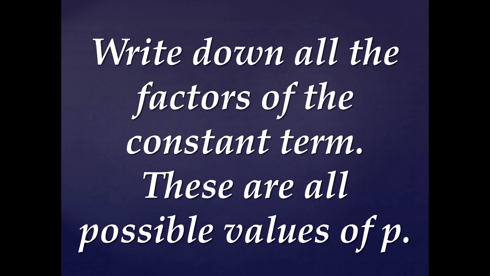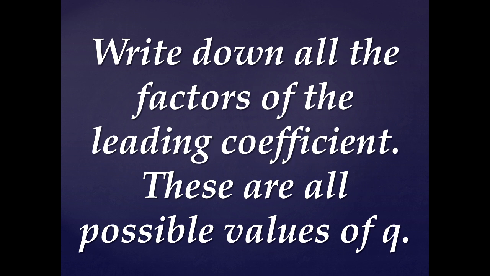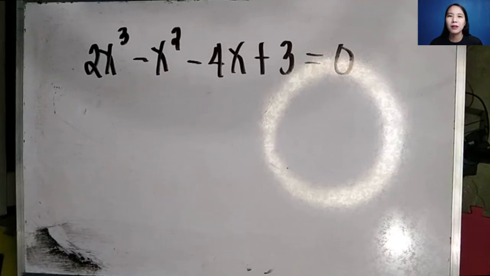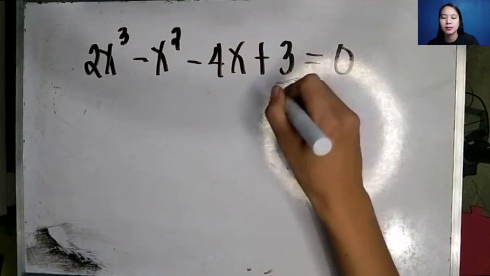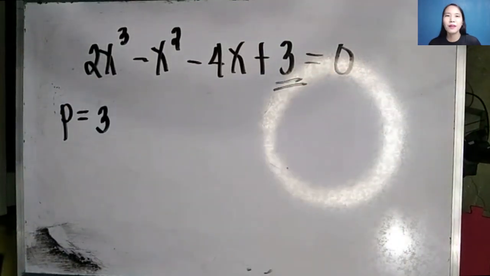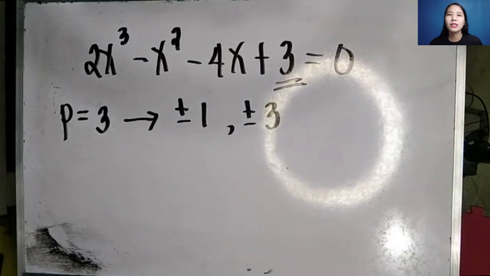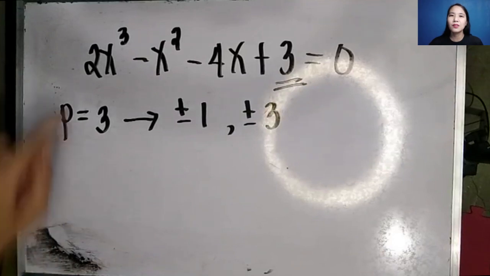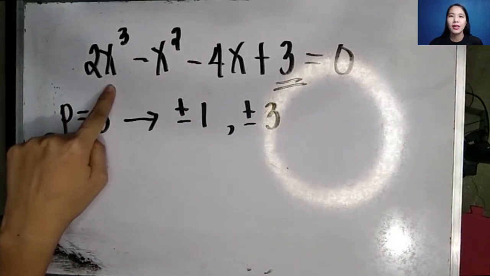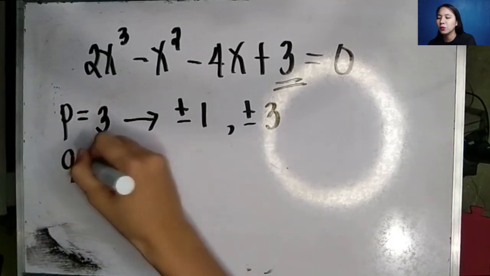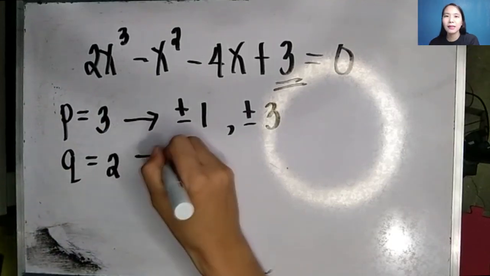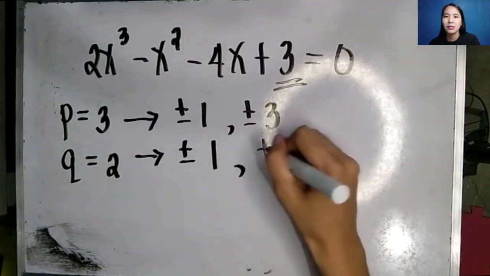The next step is to write down all the factors of the constant term. These are all the possible values of p. And then write down also the factors of the leading coefficient. These are all the possible values of q. So in our given equation, our p refers to the constant term. So our p here is 3. And the factors of 3 are positive and negative 1, positive and negative 3. Our q refers to the leading coefficient. So in this given equation, 2x^3 is our leading term and its leading coefficient is 2. So our q is equal to positive 2 and its factors are positive and negative 1, positive and negative 2.